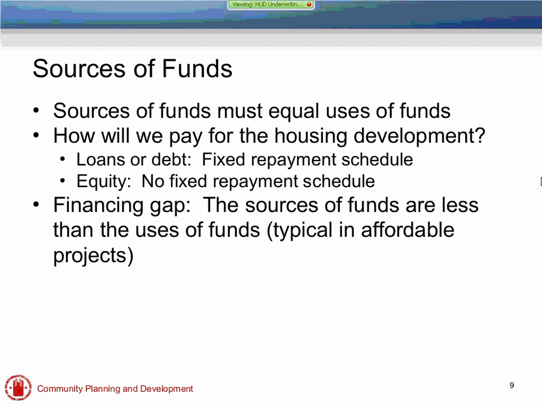So we just talked about our uses of funds, and now we're going to talk about sources of funds. Our sources of funds must equal the uses. That's pretty basic, and obviously if we're going to build these projects, we have to make sure that we have enough money to pay for everything that we actually have to pay for. So how are we going to pay for these uses? There are two basic ways that we're going to pay for it: debt and equity. Our debt is going to be on a fixed repayment schedule, and our equity is anything that's not on a fixed repayment schedule. And then, because the sources must equal the uses, there's going to be some leftover. Whatever's left over is our financing gap.